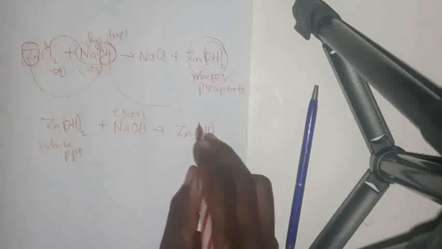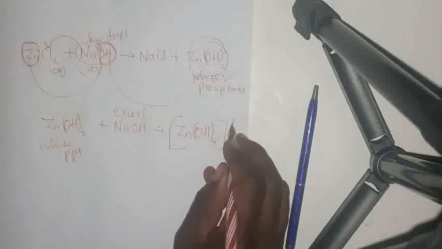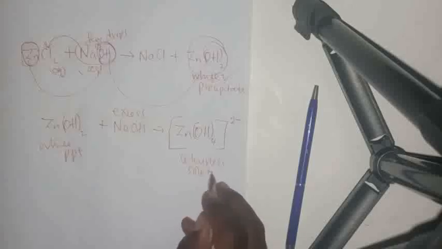Excess. What do you form? These are zinc ions still present in the solution, then hydroxide. You can put here 4, then you can have the resultant charge being 2 minus. Okay, this is a colorless solution. Colorless solution. So this is tetrahydroxozincate.